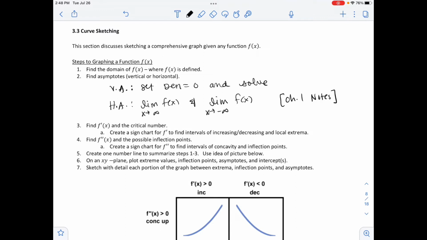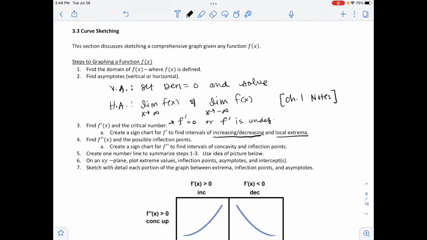Step 3 says to find the first derivative and the critical numbers. And remember, to find your critical numbers, this is going to be where your first derivative is equal to 0, or where our first derivative is undefined. And then create a sign chart for our first derivative and find the intervals where it's increasing, decreasing, and your local extremas. So we do need increasing, decreasing, and local extremas.